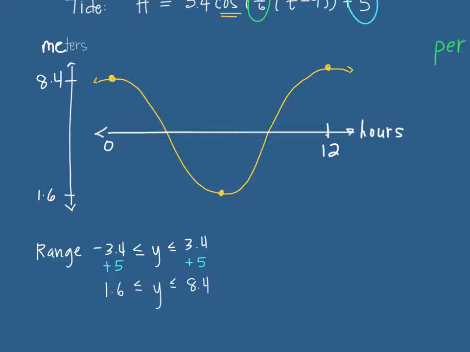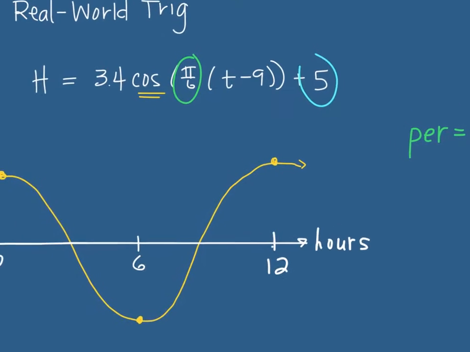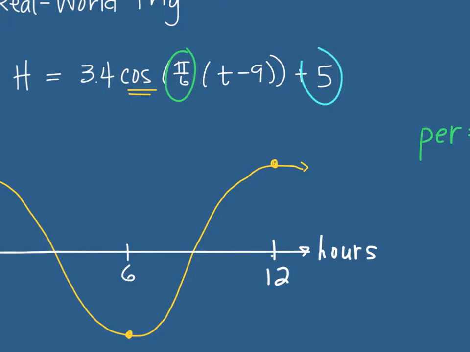According to this graph right here, what time is low tide? Okay, so you figured that out because it was halfway. Okay, low tide would be at 6. However, there's one other thing we haven't dealt with in this equation, and what is that?